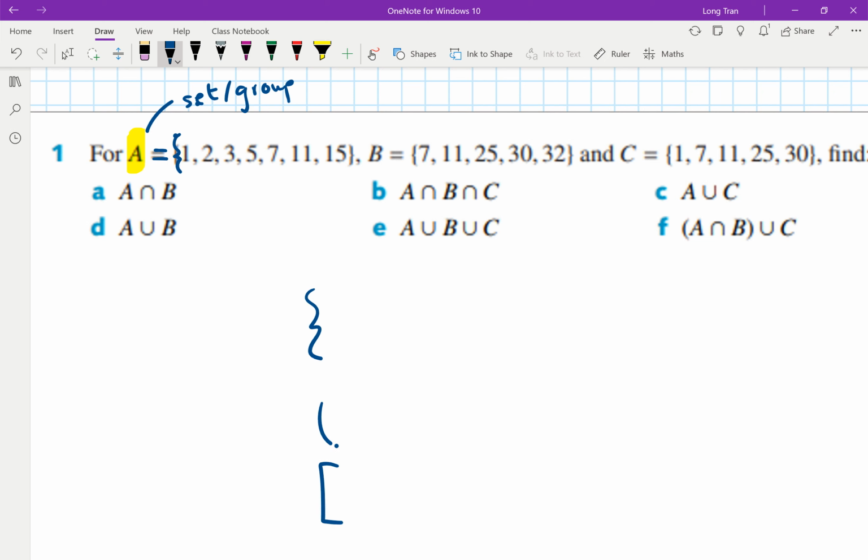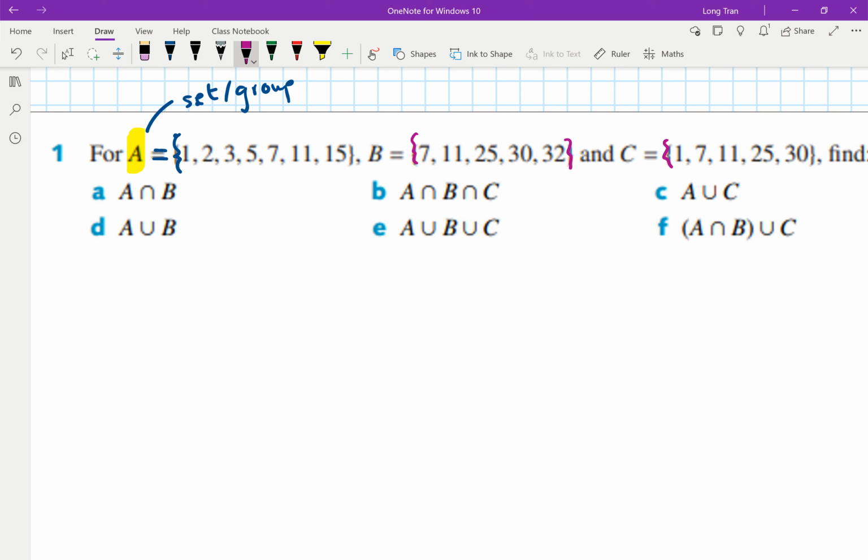they mean something else. You have to use squiggly brackets, or they're also known as braces. Okay? These braces, you only use them when you're listing. When you're listing items, that's when we use them. So notice they're always using squiggly brackets here, squiggly brackets there. What's part of Group A? Group A has 1, 2, 3, 5, 7, 11, 15. B has 7, 11, 25, 30, 32, and C onwards.